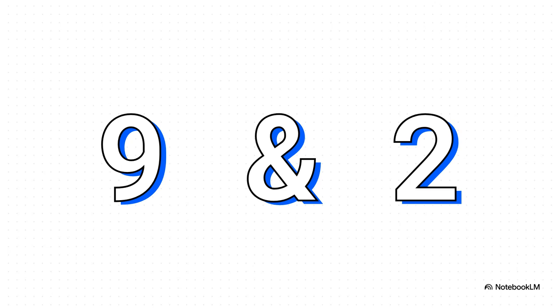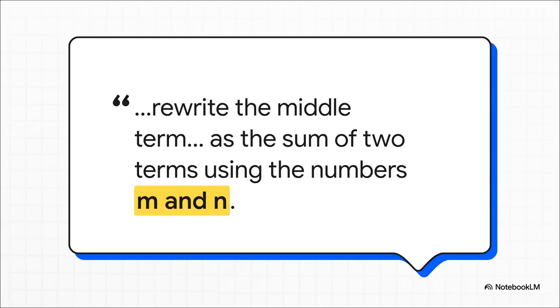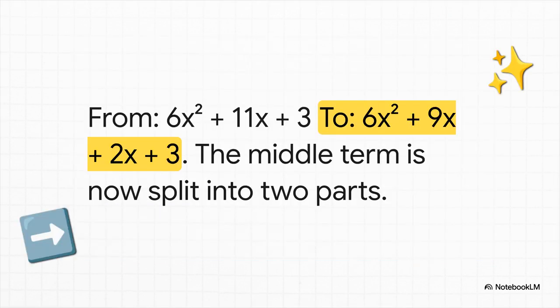Perfect. Okay, now here comes the really clever part of this whole method, what we do with these numbers. Yeah, just like this quote from Geeks for Geeks explains. We're not solving it just yet, we're just rewriting it. We're going to use our 9 and our 2 to split that middle term, that 11x, into two separate pieces. We're breaking the problem down to make it easier. And look at that transformation in action. We go from 3 terms to 4. Now you might be asking, why would we want to do that? Well, it's because having 4 terms is the magic number for a really cool technique called factoring by grouping.